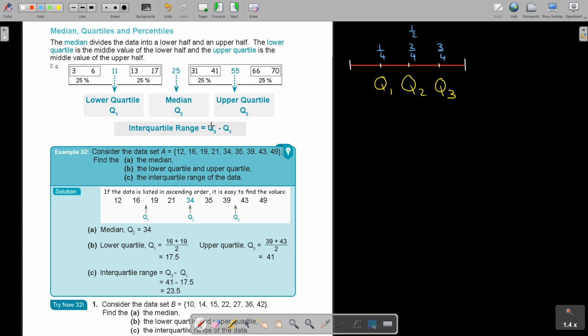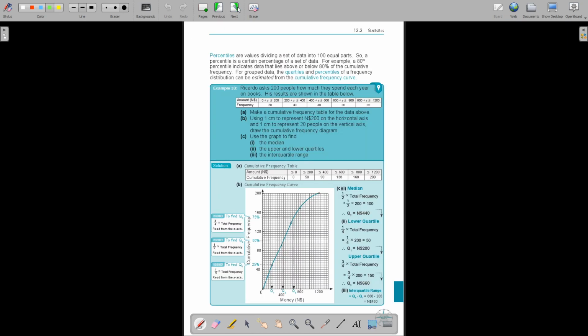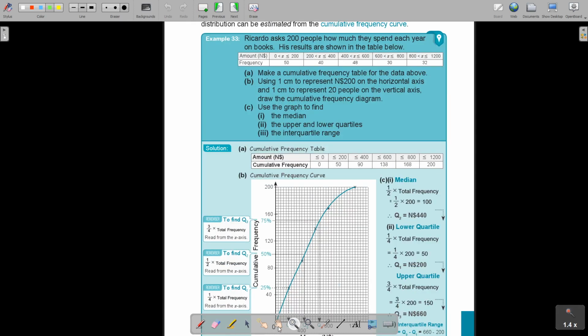And now, the interquartile range will be this part. So the interquartile range will be quartile 3 minus quartile 1. Remember that. Then percentiles, it's a percentage of. So if I say 20 percentile, it's 20 over 100 times the total frequency. Let's just go to the next. And now I will just show you the graphs, and then I'll do the one in the example.